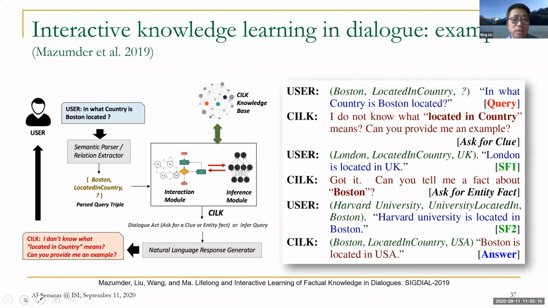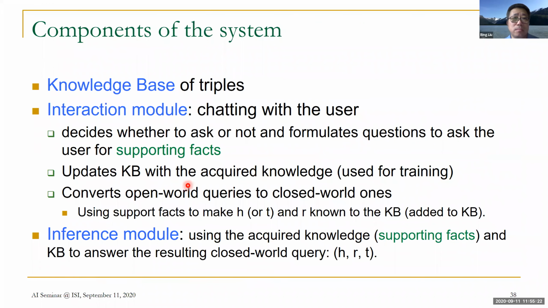Okay, I'll finish it. I don't really have many slides left, only two or three. Essentially we need some components. Obviously, we need a knowledge base with the interaction module to generate the questions, to talk to the people. And then we also have the inference when we have some facts. Can we infer? Can we close that chain to basically get the answer?